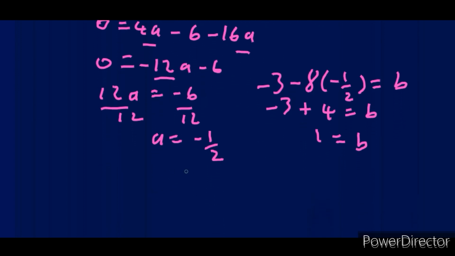So my a is equals to negative half, and my b is equals to 1. So there we have it. Let's proceed to the second example.